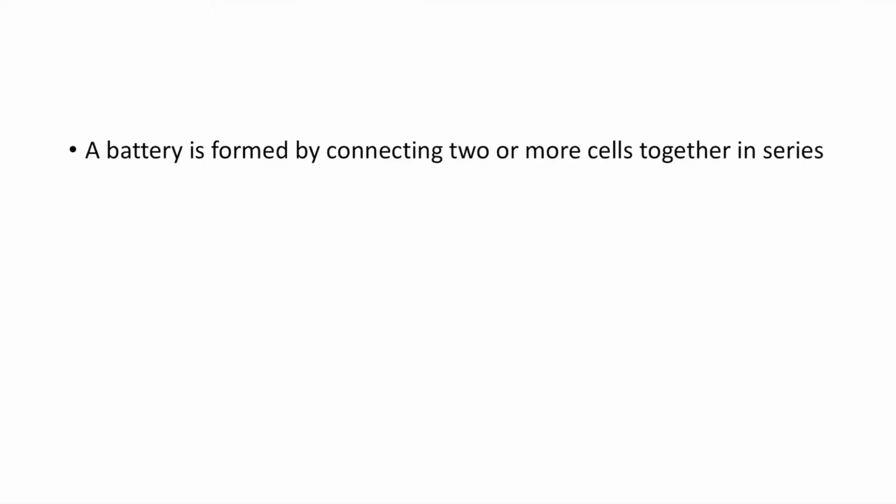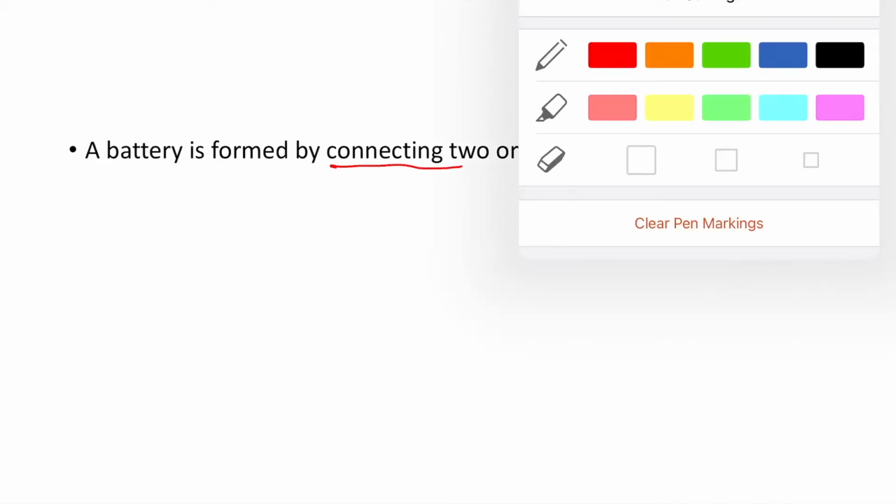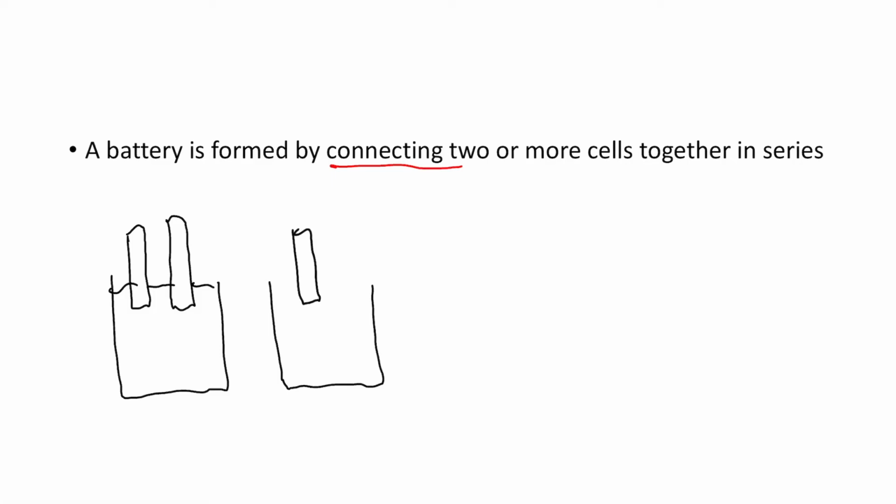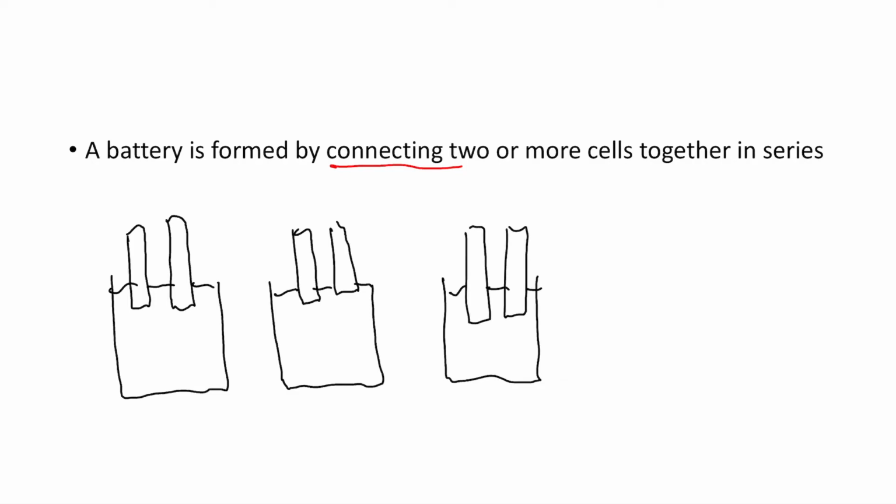Now, a battery is just two or more cells that are joined together in series. So we can form a battery by connecting two or more cells together in a series. Again, here we're going to draw one cell where we have an electrode here, an electrode here, and then the electrolyte. Then we're going to draw another cell, and again an electrode and an electrolyte, and finally we're going to draw another cell with an electrode and electrolyte. Now we can make this into a battery by connecting these cells together in a series, as you can see I'm doing there.